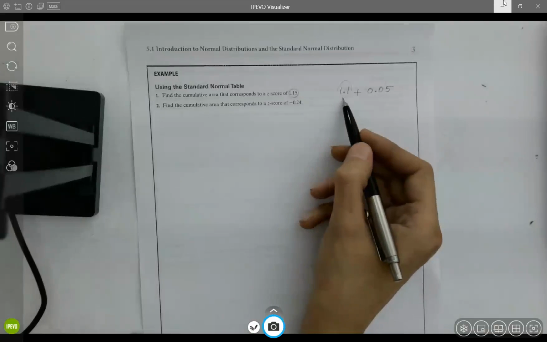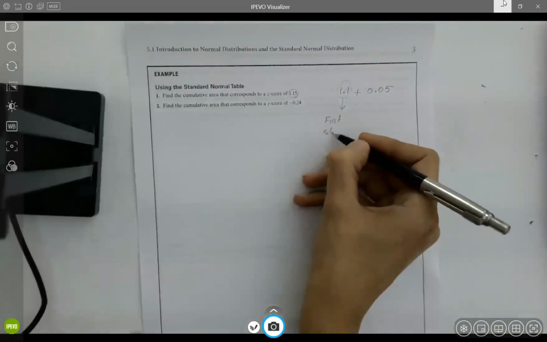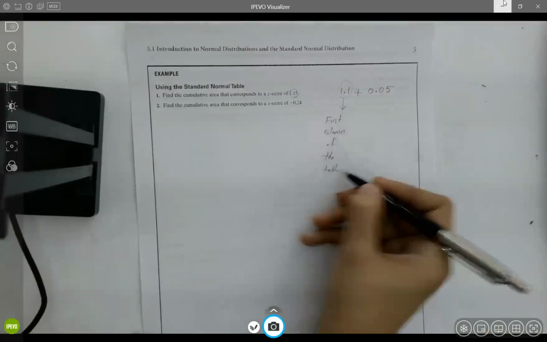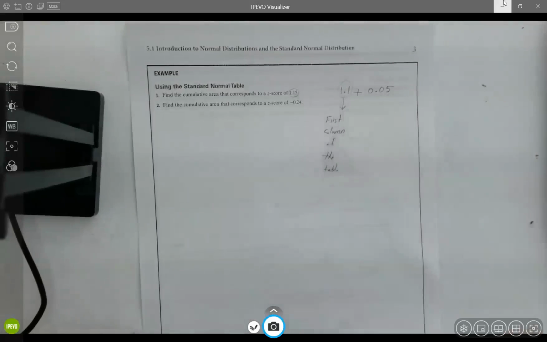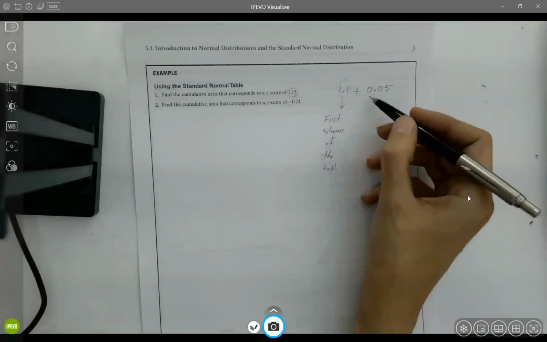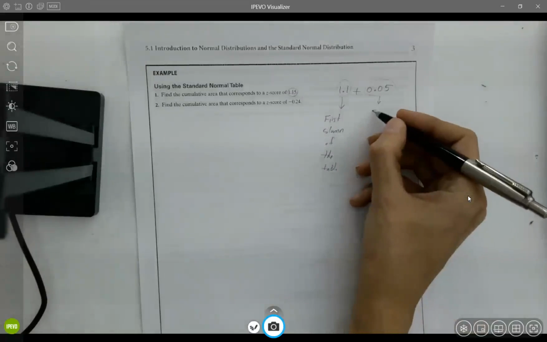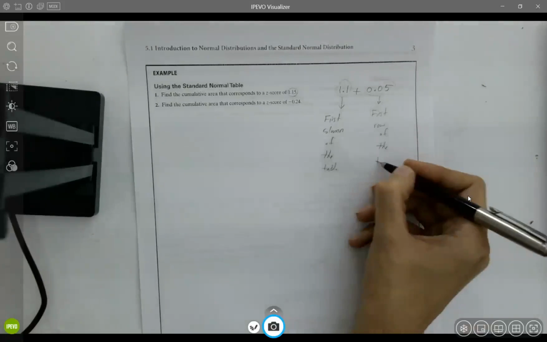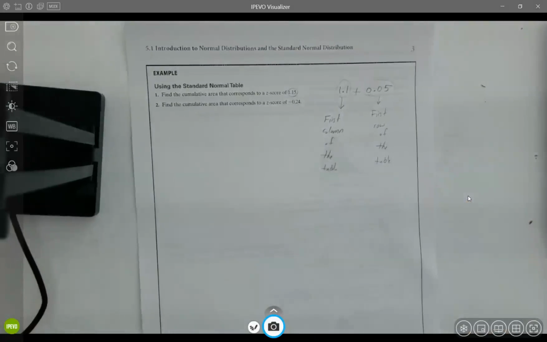You need to find 1.1 on the first column of the table, and you need to find 0.05 on the first row of the table. Then you're going to find the intersection between them. What do I mean by that?